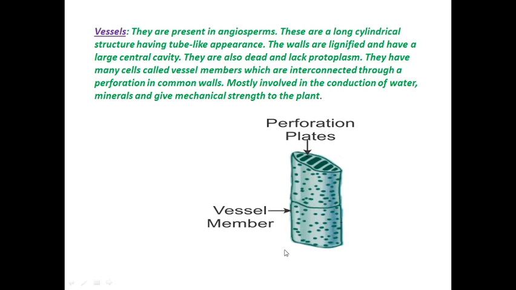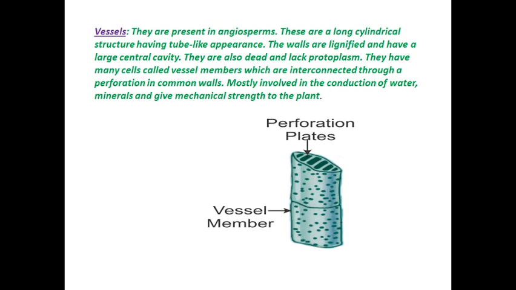Now moving ahead, starting with the vessels. Vessels are the second component of the xylem, and they are also dead. They are much more advanced than tracheids. Tracheids are primitive compared to vessels. Vessels are present in angiosperms. This may be asked in your entrance examinations, so you can easily answer: vessels are present in angiosperms only, and tracheids are present in gymnosperms.